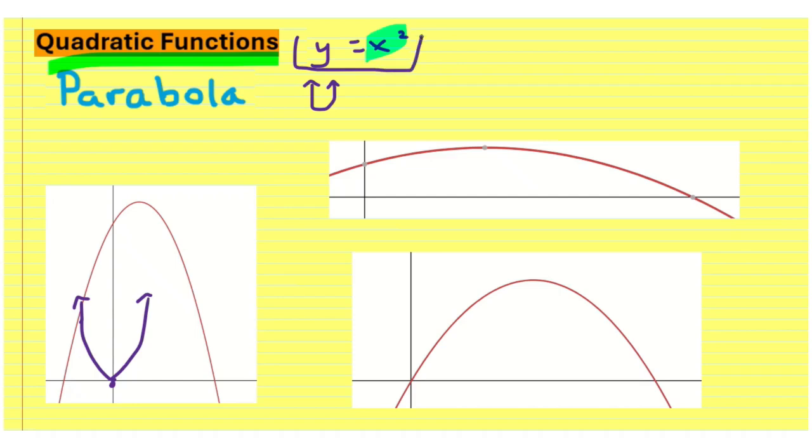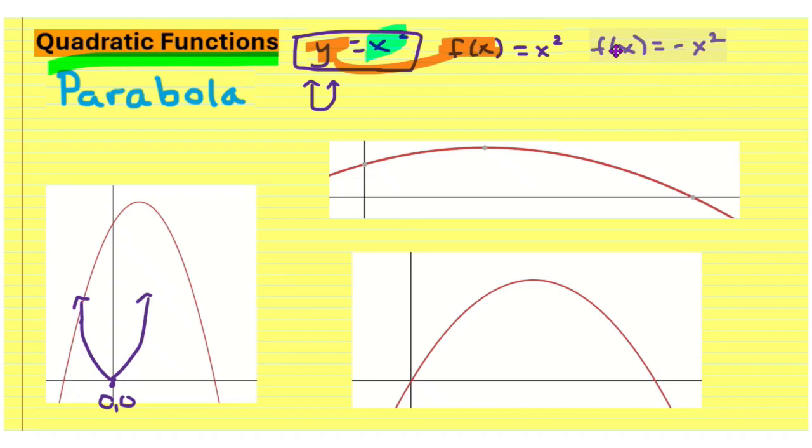This graph right here will be at 0, 0. That's what the coordinates of this point are. But we can also write it as f of x is equal to x squared, because the y value is interchangeable with the function value, because the y value is the function value. Okay, we can also write this f of x is equal to negative x squared.